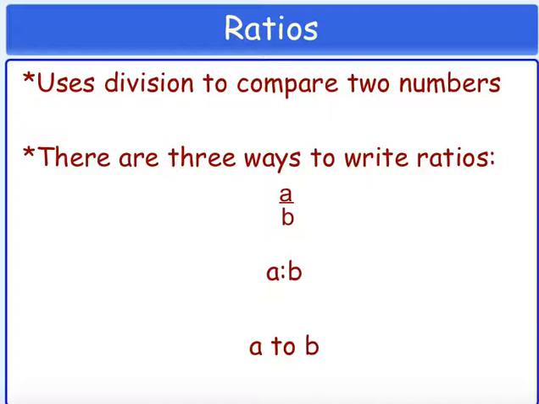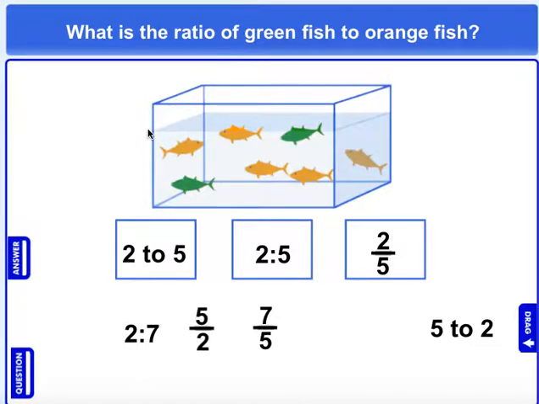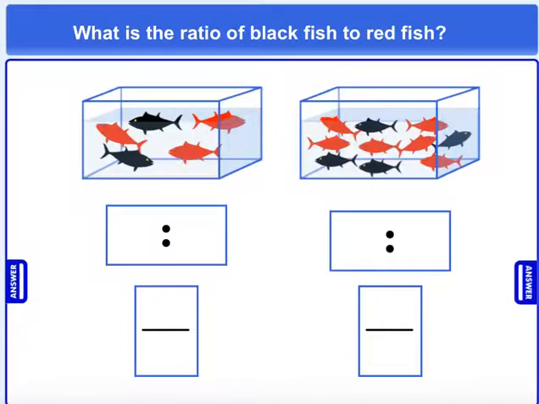With ratios, we're talking about this division relationship that compares two numbers. We can write them in a few ways: as a fraction, as a relationship with a colon in the middle, or with the word "to" in the middle. If we are looking at this aquarium here, and we want green fish to orange fish, we can describe it as 2 to 5, as 2:5, or 2/5, because we have 2 green and 5 orange. It's very important to keep those in the correct order based on what you're asking for.